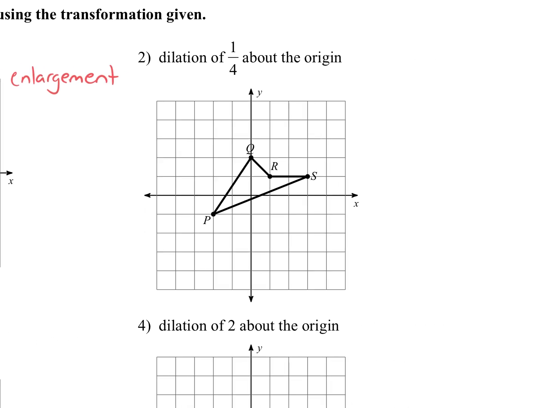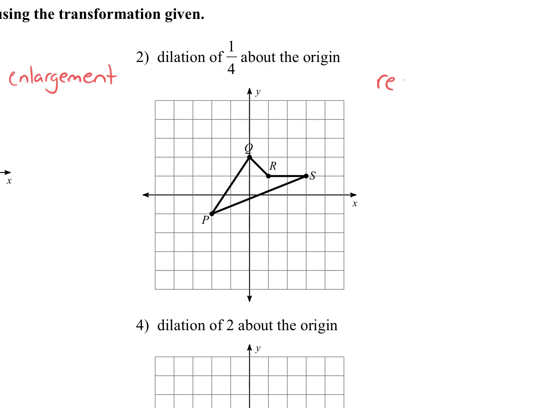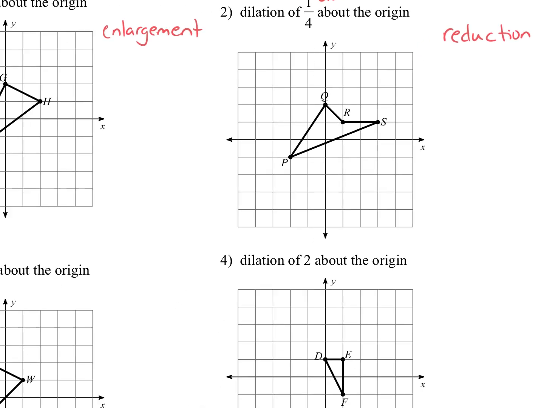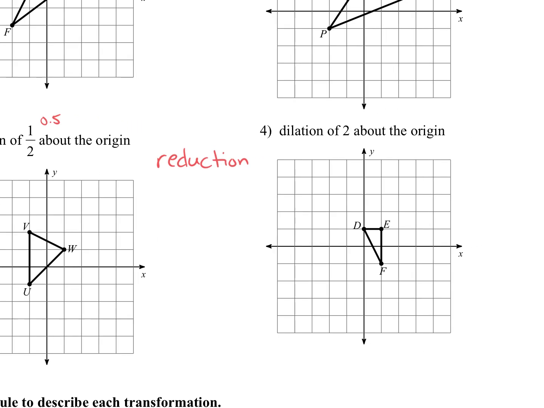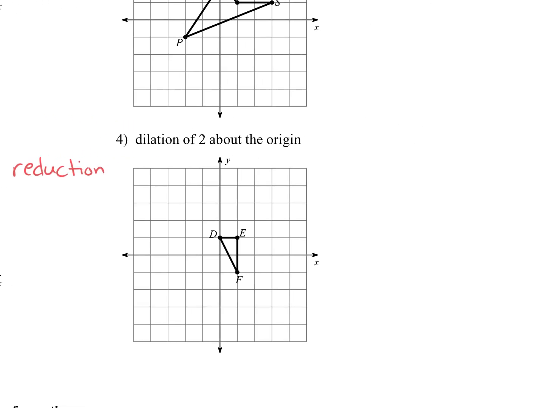What about number 2? Reduction. A lot of the time it might be easier to work with decimals, so I'm going to work with 0.25. That one is a reduction because it's less than 1. What about number 3? It is a reduction, again because it's less than 1. I can use 0.5 for that one. And then number 4, what is that? That one is an enlargement.